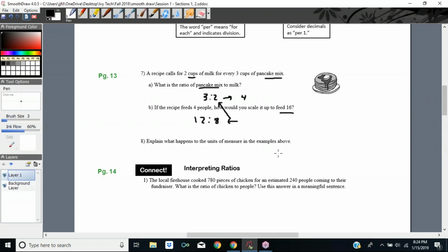All right, so then it says explain what happens to the units of measure in the examples above. If we wrote this as a fraction, 12 cups to 8 cups, the unit of measure is cups. So we want to know what happens to those units.